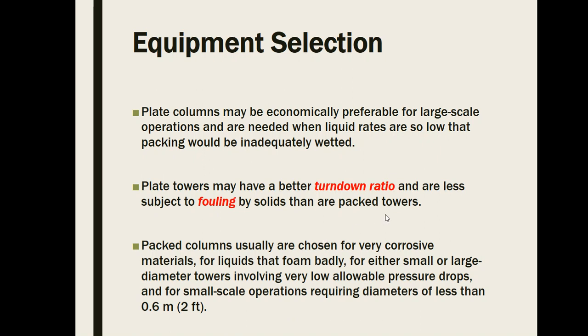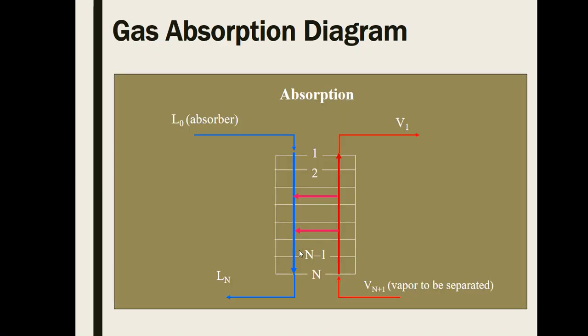Otherwise, we prefer plate columns because of this particular concern, and that is fouling of our packing materials should we use packed columns. Now, this is the gas absorption diagram, the schematic that is used by Geankoplis in terms of the absorption tower or gas absorption tower.